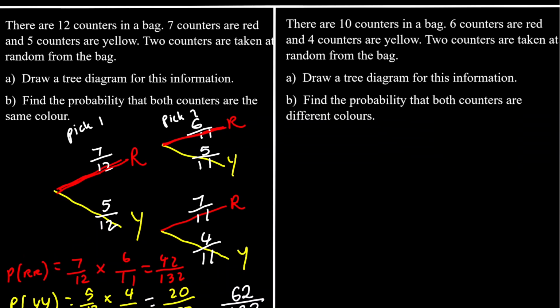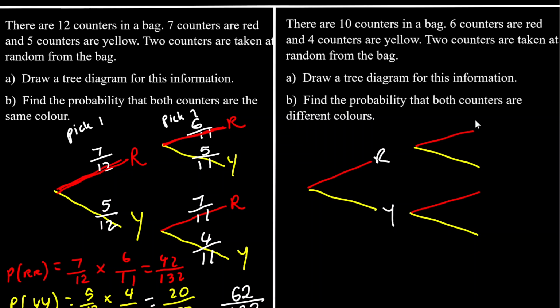And one question for you to try. See if you can give it a go. So we're going to draw a tree diagram. So we can get red or yellow for the first pick, red or yellow for the second pick. So we got red, yellow, red, yellow, red, yellow. So pick 1 and pick 2.